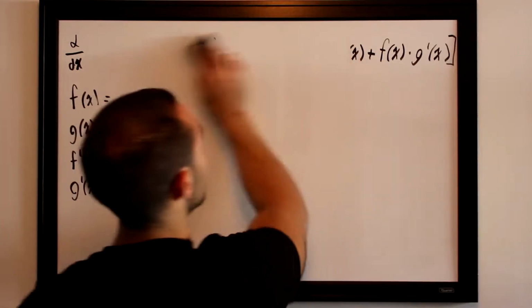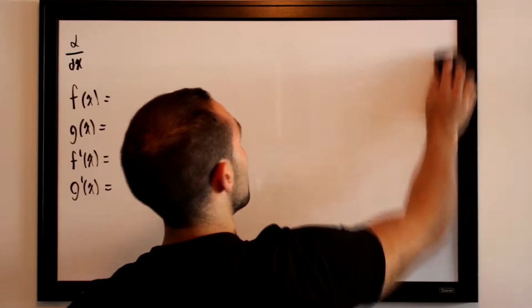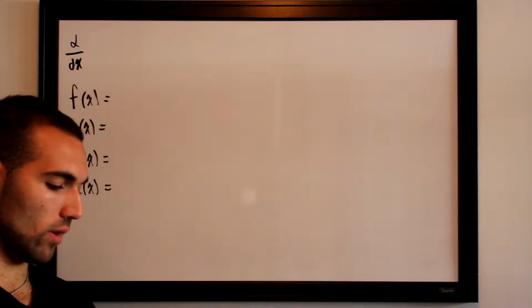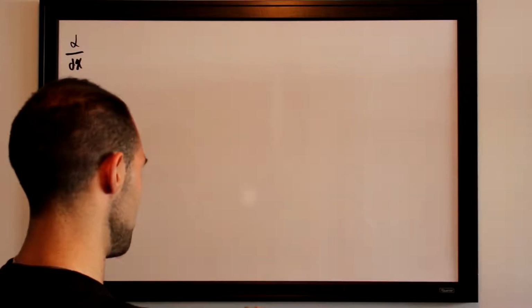So we want, actually let's clean this up. We know at this point how the formula works. Say we wanted to take the derivative of x times ln of x.